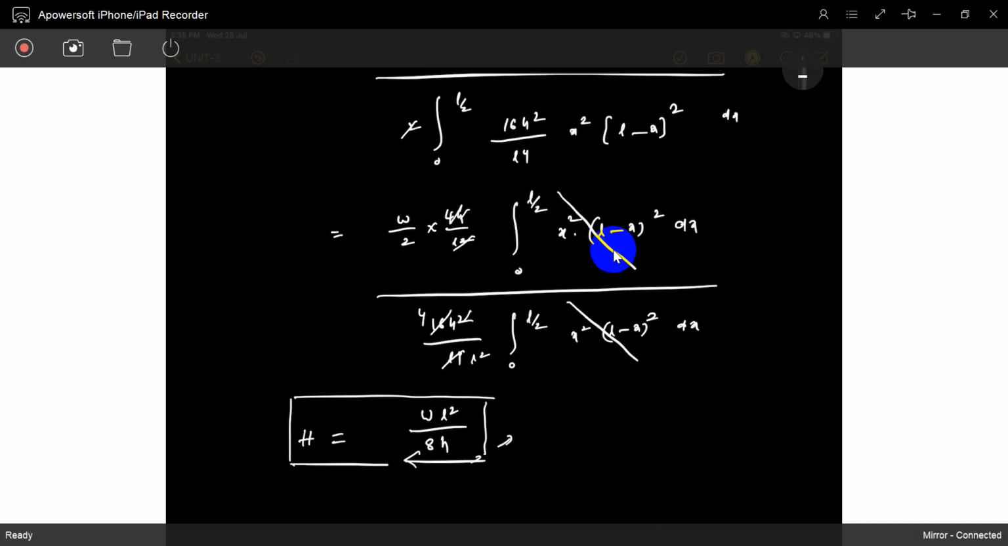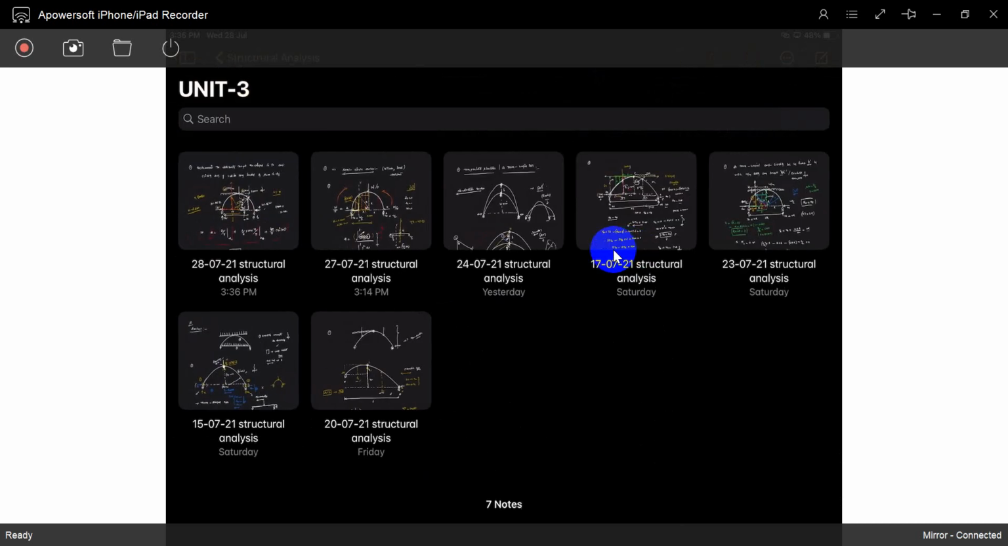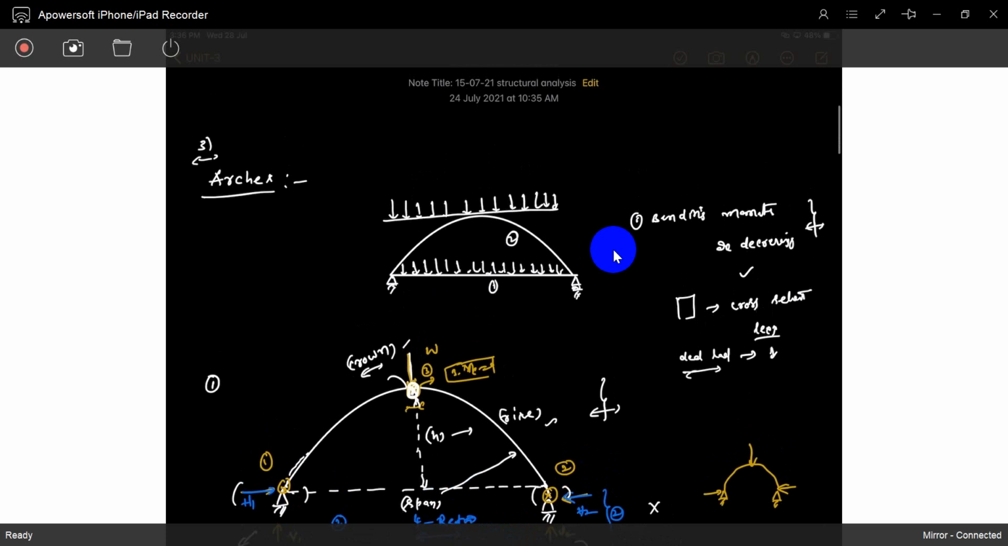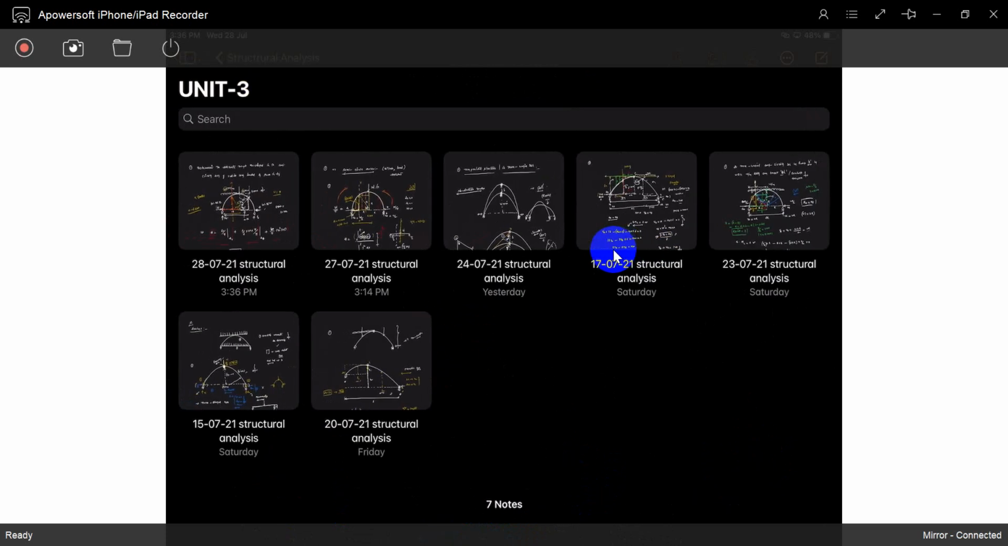You can observe, you saw this somewhere. Where is it? The first or second? Arches, no? Where is it?